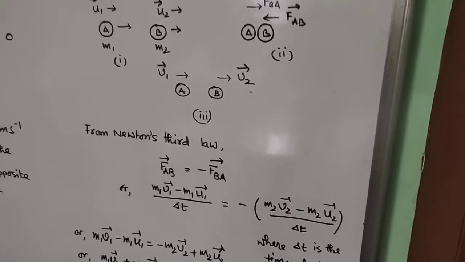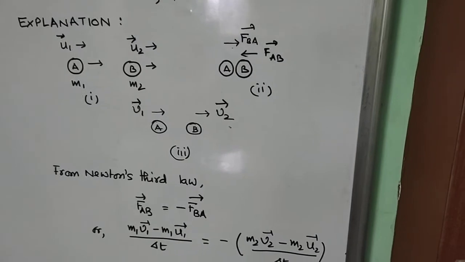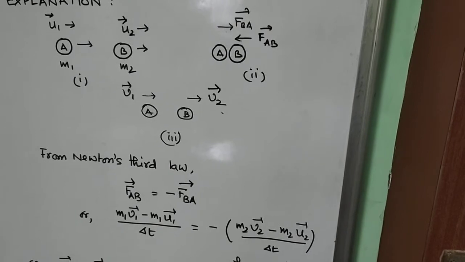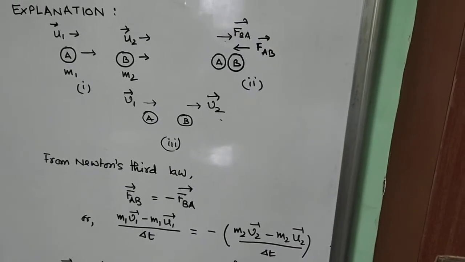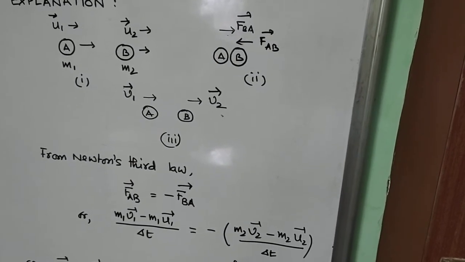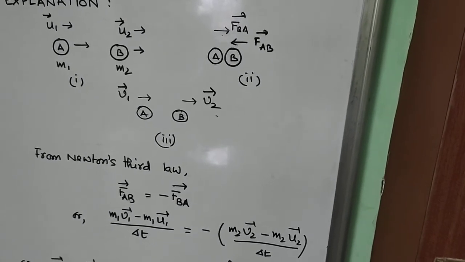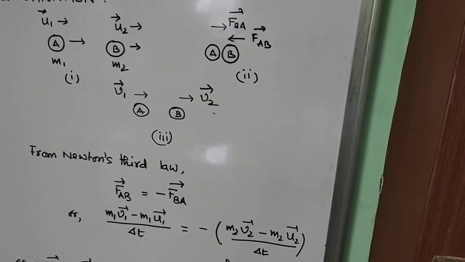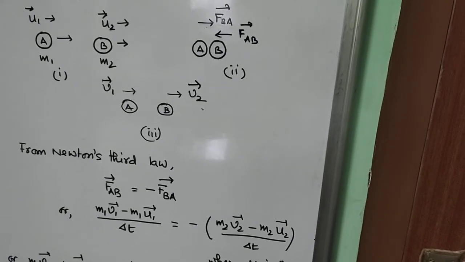Now from Newton's third law, every action has an equal and opposite reaction. So let me consider F_AB vector equal to minus F_BA vector, because they are oppositely directed. F_AB is the force exerted on A by B, so the momentum of A will change. As per Newton's second law, force is the rate of change of momentum. So the change in momentum for A is m1 v1 vector minus m1 u1 vector, divided by the short time during which the collision exists, which gives the force.